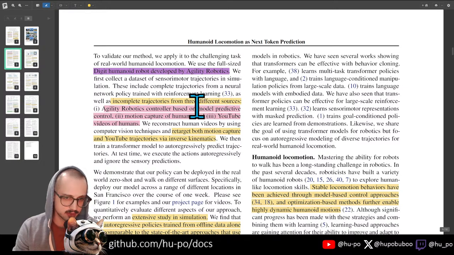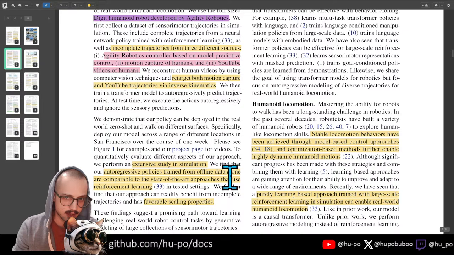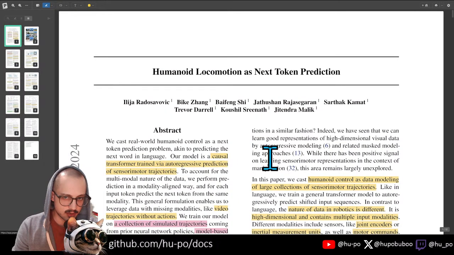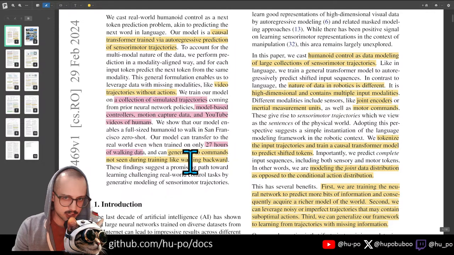And we're going to go into exactly what model predictive control is, because it's an overload of the word model. You guys think of model with a different meaning, but we'll go into that. And of course, the retargeting is going to have to happen in order to use mocap or YouTube videos of humans doing stuff. They're going to perform an extensive study in simulation, right? All of this is largely going to be done in simulation, and then they're going to be able to zero shot into the real world. So it's not necessarily new.